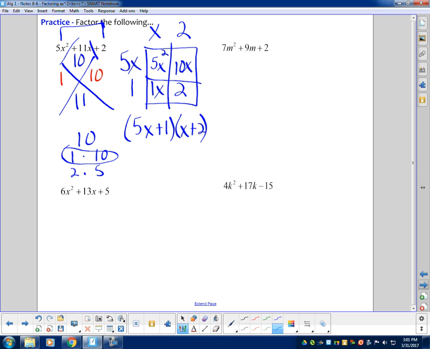All right, the one next to it, 7m squared plus 9m plus 2, is pretty similar to this one. I'm going to leave that for you to try with the X-box method. And we're going to do one more here. We're going to go ahead and do the 4k squared plus 7k minus 15 in the bottom right using this method. Got more factors to consider on this one.